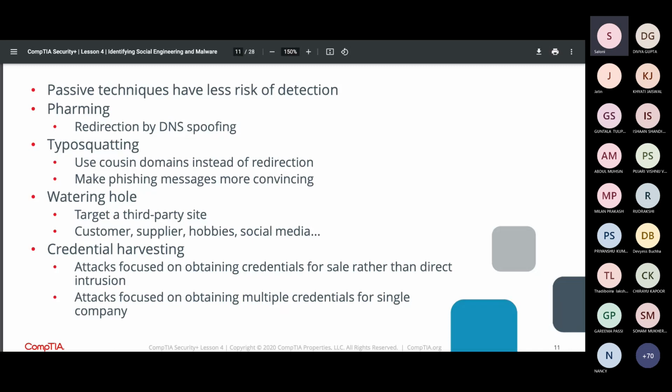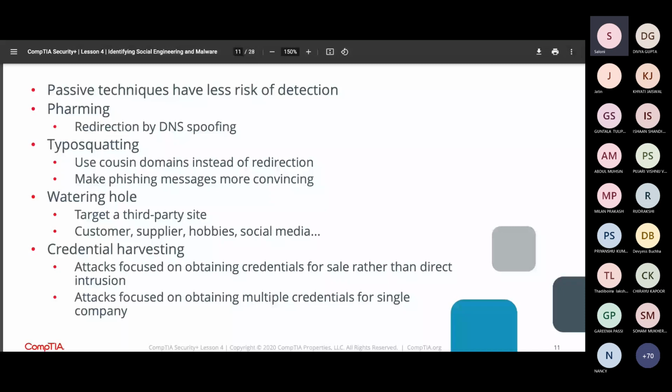So target a third party site. जो third party site जो भी हम access कर रहे हैं, customers, suppliers, hobbies, social media, so these things can be fetched out. Then we have credential harvesting. So this is basically the attack which is focused on obtaining the credential for sale rather than direct intrusion. So within the general realm of phishing, farming, credential harvesting is basically a campaign which is specifically designed to steal account credentials. How your account credentials can be stolen.